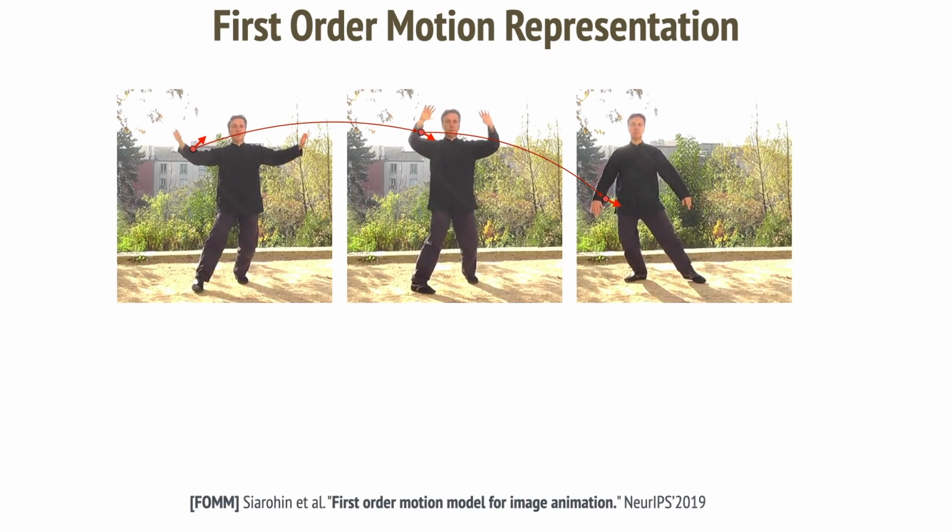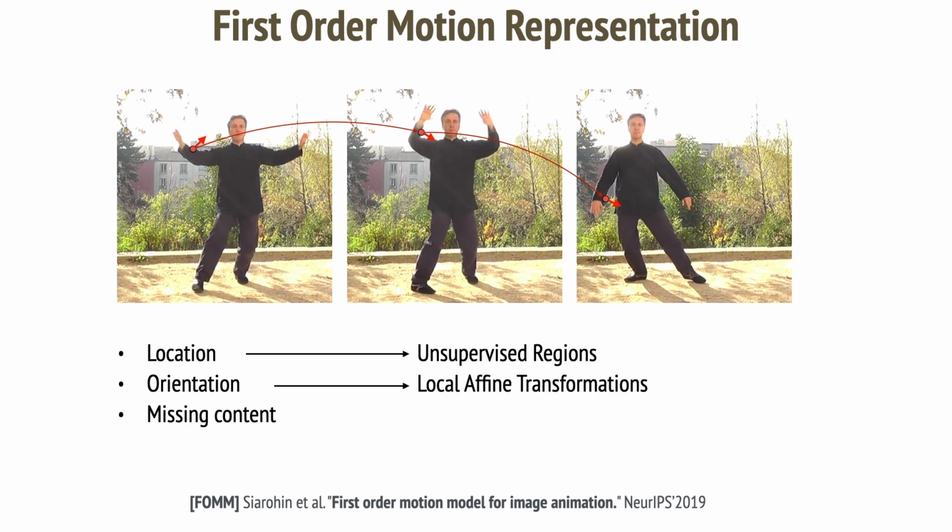There are three major components of the motion representation. The first is due to the changes in the locations of the objects. It can be modeled by movements of key points, denoted as the red point here. The objects change orientation. It is shown here using the red arrow. This can be addressed by predicting local affine transformation around each key point. Finally, objects move and uncover previously unseen content. Inpainting can efficiently fix such artifacts. Such a model was proposed in our prior work, called first-order motion model.